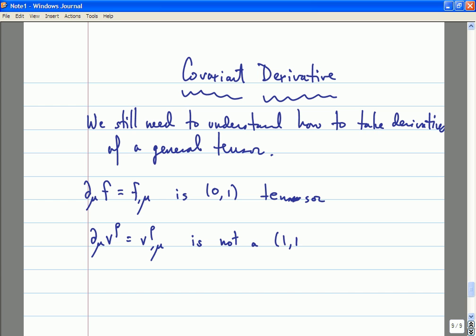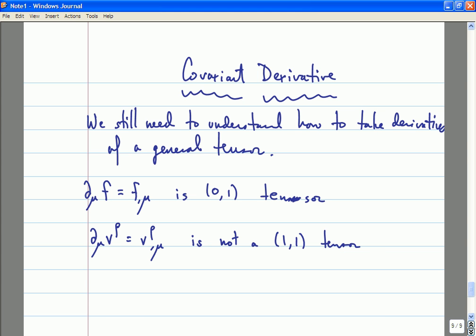This is something we checked explicitly. There are terms that appear in the change of coordinates formula for this set of 16 quantities that involve the second derivative of the coordinate transformation, i.e. the first derivative of the Jacobian matrix. So we need some way of fixing that up and finding a way of taking derivatives in order to make this guy a tensor.